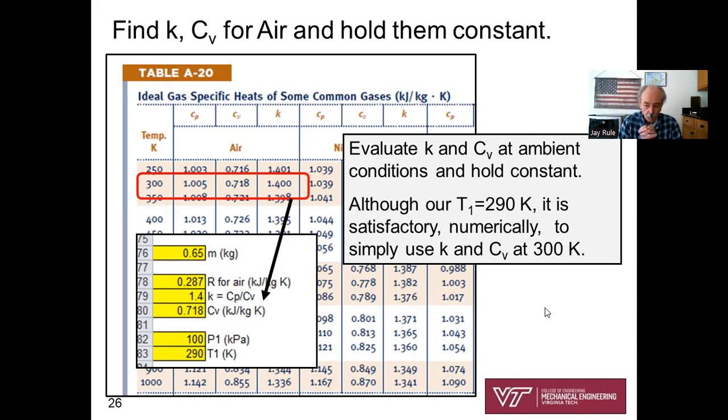Okay. We're working on example 2. The first thing to do is select a value for C sub V and K. Remember, K is C sub P over C sub V. And what I did, just to save time, was, look, I realize that our temperature T1 is 290, and I see a temperature tabulated of 300. Rather than interpolating, it's common practice to simply select our C sub P value and K value at the tabulated 300 degrees K. So I'm going to write down K is 1.4 and C sub V is 0.718 right out of table A20, and then move ahead. Okay, we're going to hold those constant.